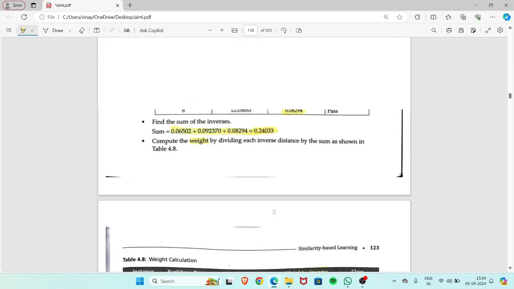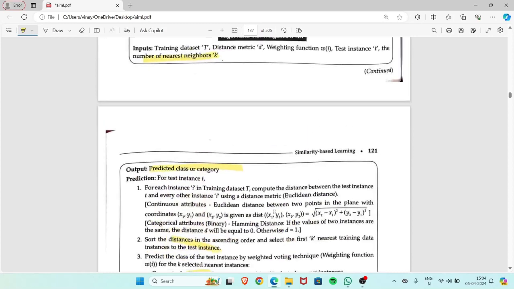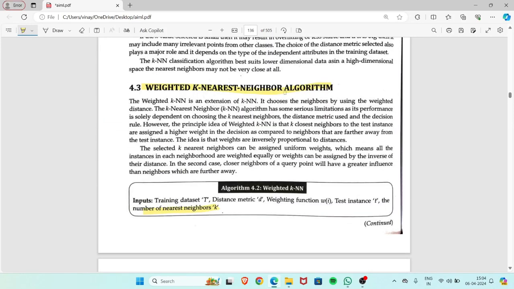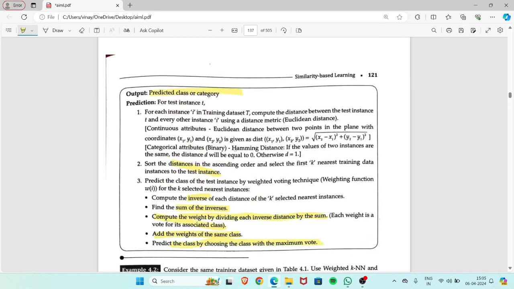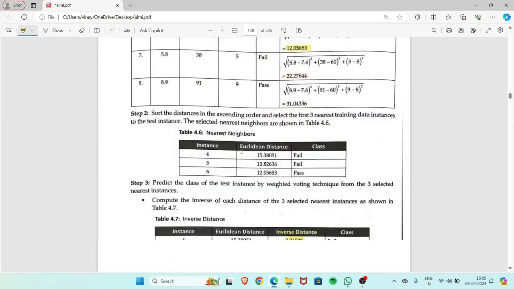So this is all about our weighted K nearest neighbor algorithm. It is also a part of our supervised learning only, and these are used for classification purpose. I hope this algorithm is also clear to you and how to solve is also clear to you.